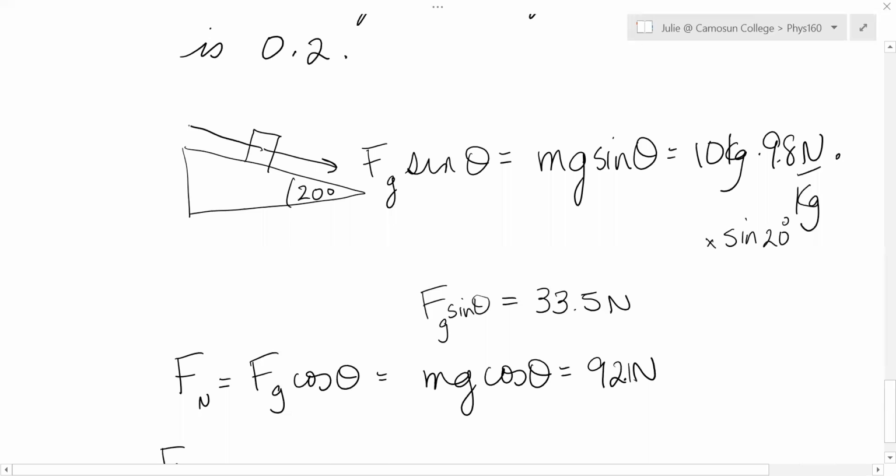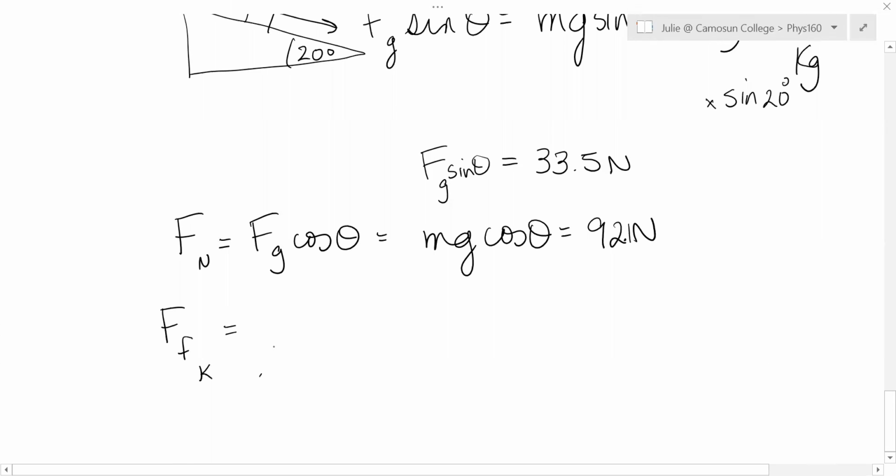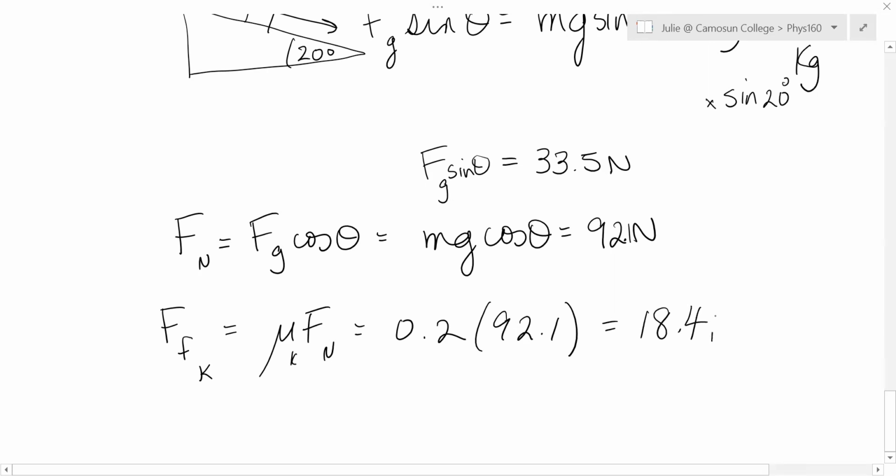Okay, so the force of friction, now this would be kinetic friction, and if it's sliding down, this force of friction would be up. And this would be kinetic because it's sliding. And so this would be mu Fn. So it'd be 0.2 times 92.1, which equals 18.4 newtons. And that is how you would get the force of friction on an incline.